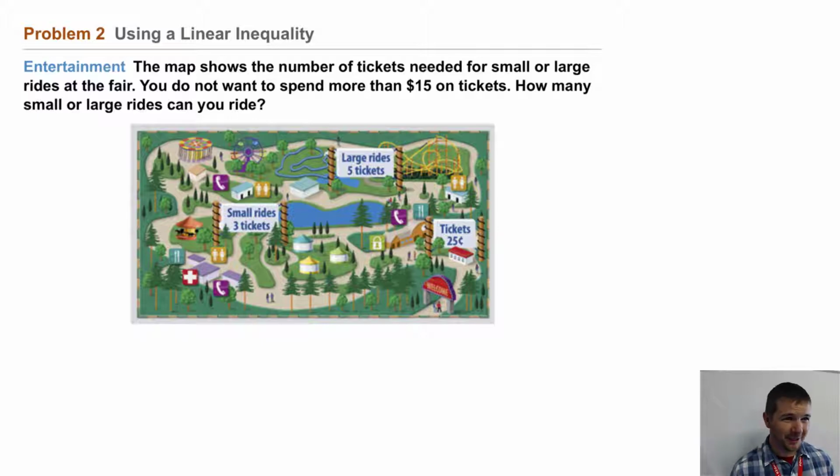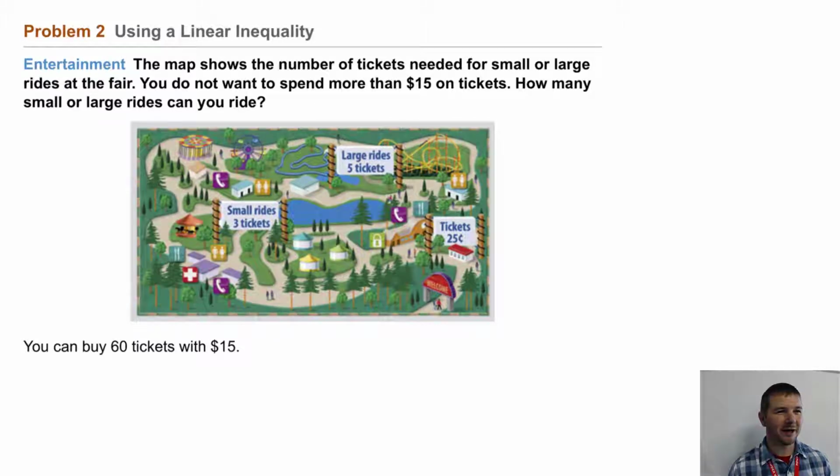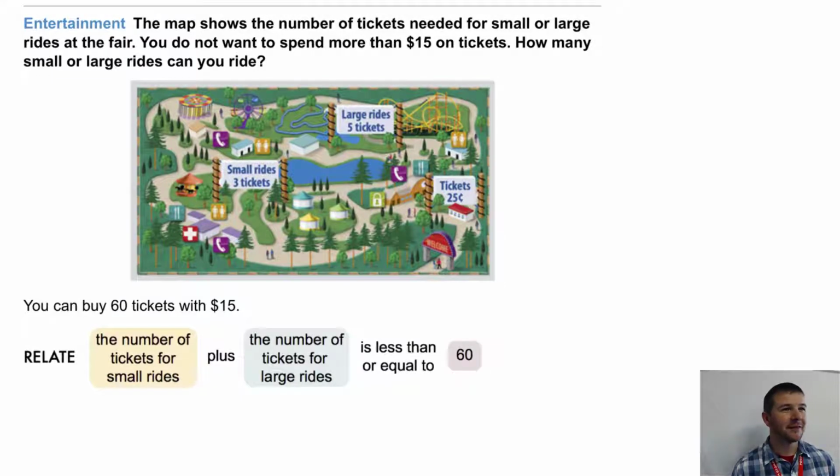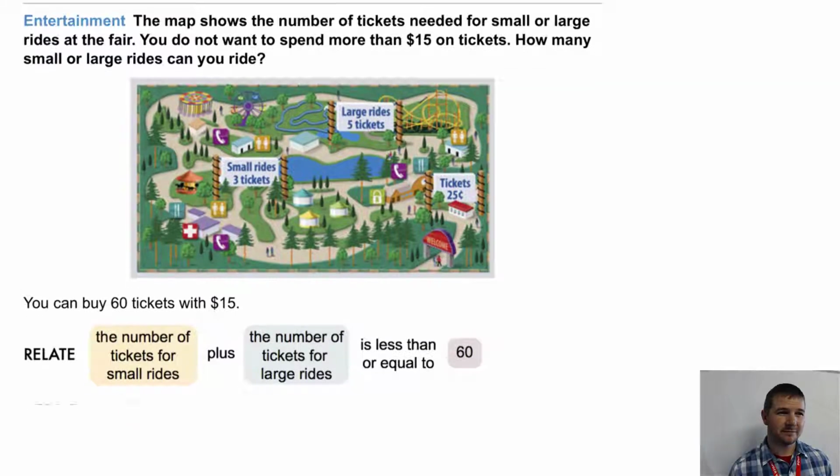Well, note the image. Large rides cost 5 tickets, small rides 3 tickets, and we have a ticket booth. Tickets are 25 cents. You can buy 60 tickets with $15. So, to begin to relate the quantities in this problem, we can relate the number of tickets for small rides plus the number of tickets for large rides is less than or equal to 60.